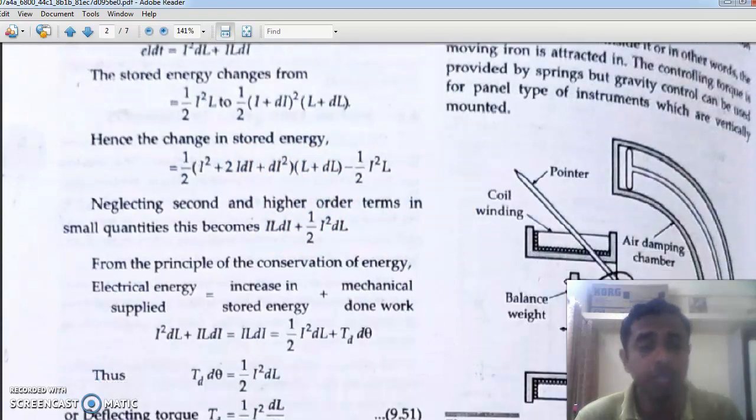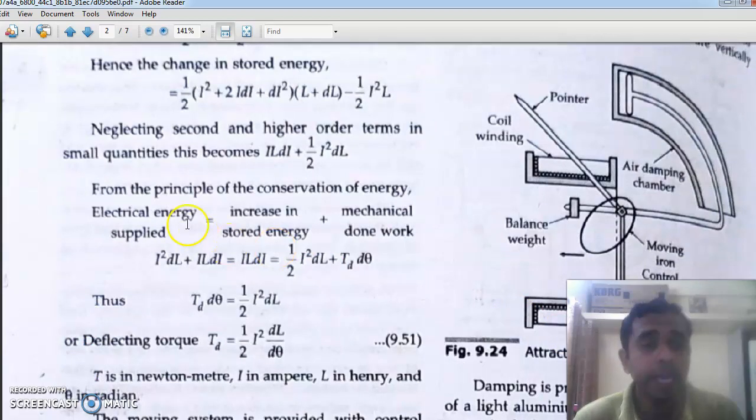Now from the principle of conservation of energy, electrical energy supplied is equal to the increase in stored energy plus mechanical work done. The electrical energy supplied we have derived in the first case, that is I square dl plus I L di, equal to the energy stored, this whole thing, plus the mechanical work done. One thing is that this term and this term are the same, they get cancelled, and the remaining will be I square dl equal to half I square dl plus T d theta.